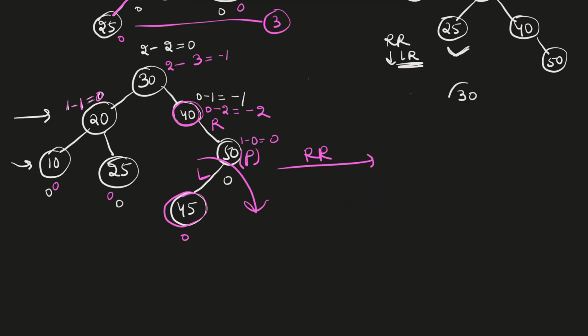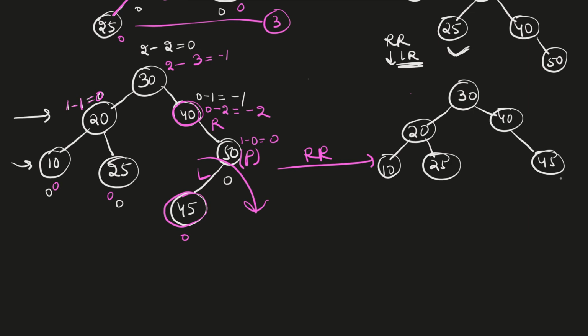30 at its top, 20 as it is, 10 and 25 as it is. Coming to the right side, 40, and we'll rotate it to the right side. So 45 would come at the top and 50 would be at the right side of 45, since we are rotating 50 completely. So now after completing, it is in the form of RR. To solve RR, what do we do? We'll do the left rotation. So that's what we are going to do now.